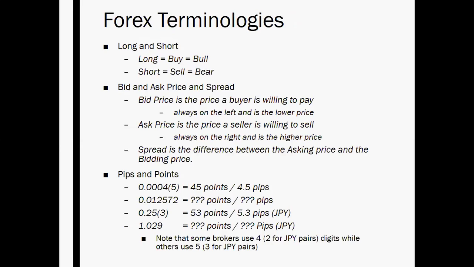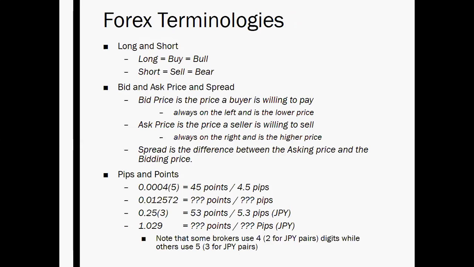Now we have the bid and ask price. The bid price is the price a buyer is willing to pay to buy a particular currency, and it is always on the left, and it is the lower price.